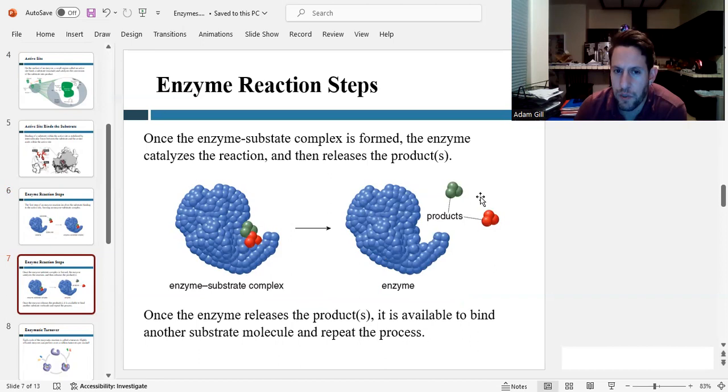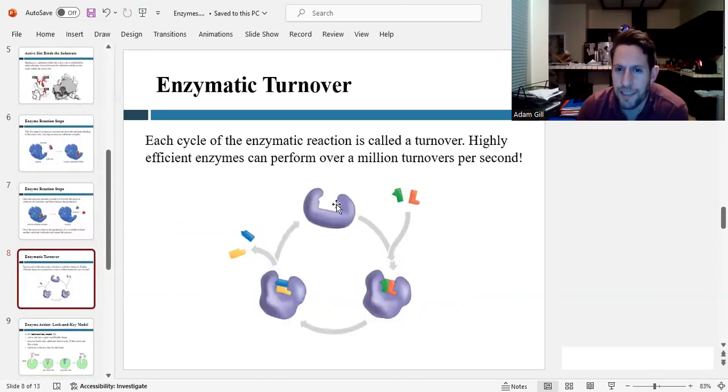And once the enzyme has released the products, it's available to go back and grab a new substrate molecule. And so we can think about these enzymatic pathways as cyclical. Enzyme grabs reactant or substrate, turns it into product, releases product, and now it's available to grab more reactant. And it can just keep going and going and going. And so one cycle of grabbing a substrate and turning it into product is called a turnover event.